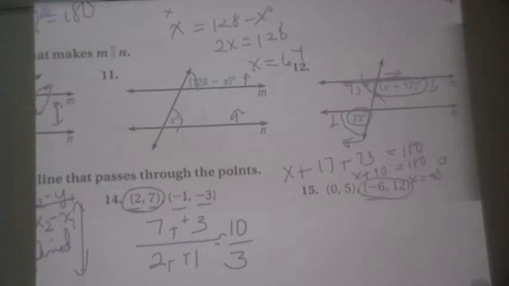Starting with this point, 12 minus 5 over negative 6 minus 0. And we get 12 minus 5 is 7 over negative 6. So the slope is 7 over negative 6, or just negative 7 sixths.